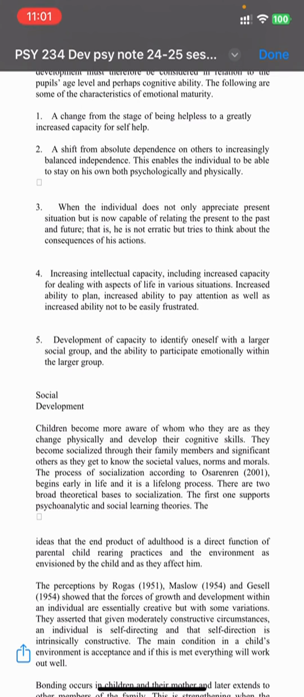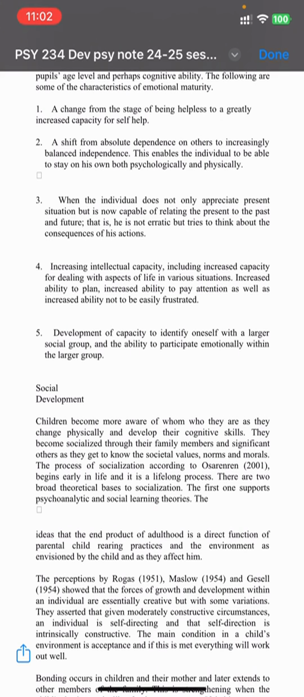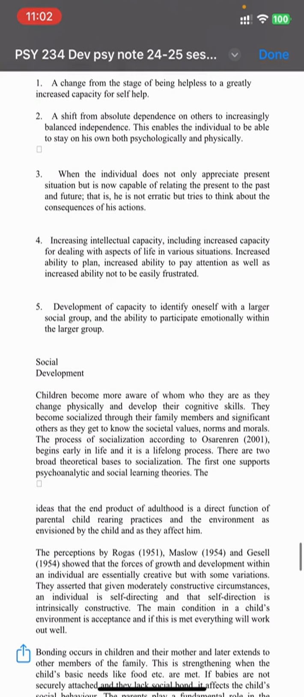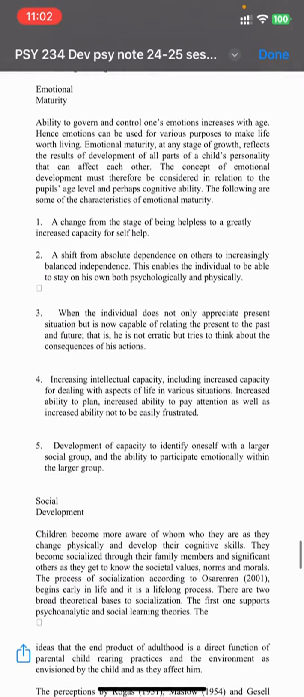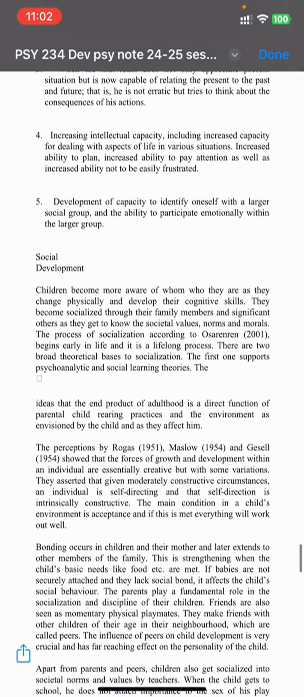or get frustrated. Now, development of capacity to identify oneself with a larger social group. So their social intelligence also increases and is a characteristic of emotional maturity. Now, social development. Children become more aware of who they are as they change physically and develop their cognitive skills. They become socialized through their family members and significant others as they get to know the societal values, norms, and morals. The process of socialization, according to Ngozi Osanere in 2001, begins early in life and is a lifelong process.